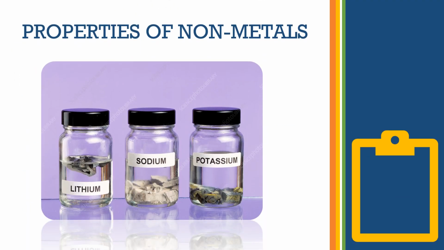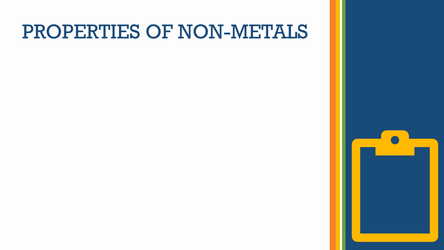So let's talk about our touch-me-not elements. These are lithium, sodium and potassium, which are very soft in nature, have low densities, and have low melting points. That's why we store them in kerosene. Lithium, sodium and potassium, which are non-metals, remember.